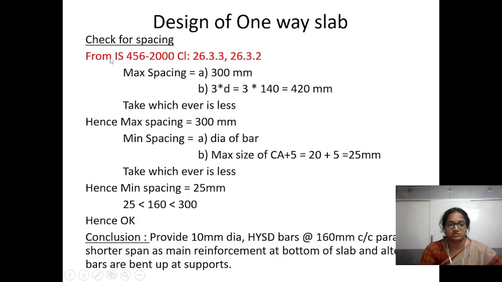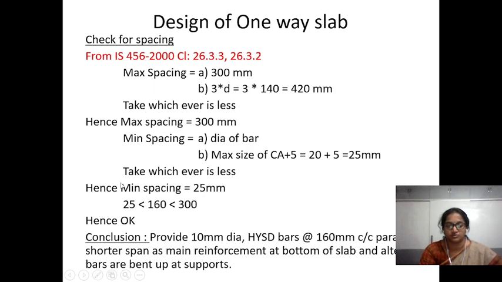So with that we have to check the spacing as per IS 456 clause number 26.3.3 and 26.3.2. Here it has given us the maximum spacing as well as the minimum spacing. So for maximum spacing it is nothing but 300 mm and the other formula is 3 into D. So take whichever is less. Hence for maximum spacing 300 mm. For minimum spacing, the dia of the bar or the maximum size of coarse aggregate plus 5. So maximum size of coarse aggregate is 20 plus 5, I got 25. Take whichever is less. Hence minimum spacing is equal to 25.